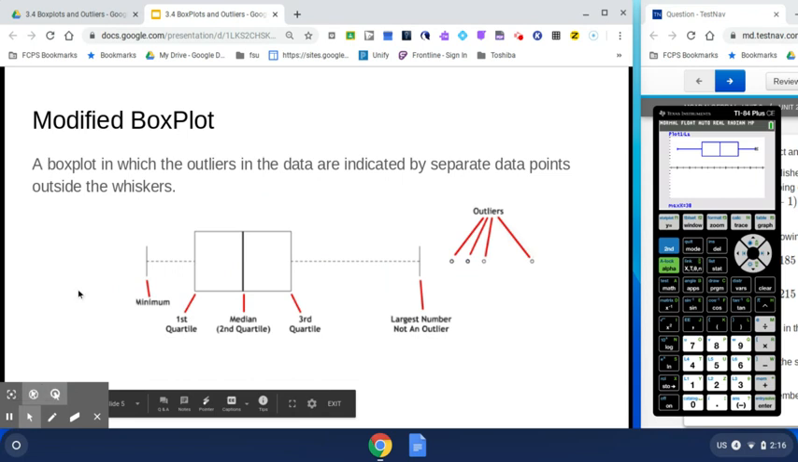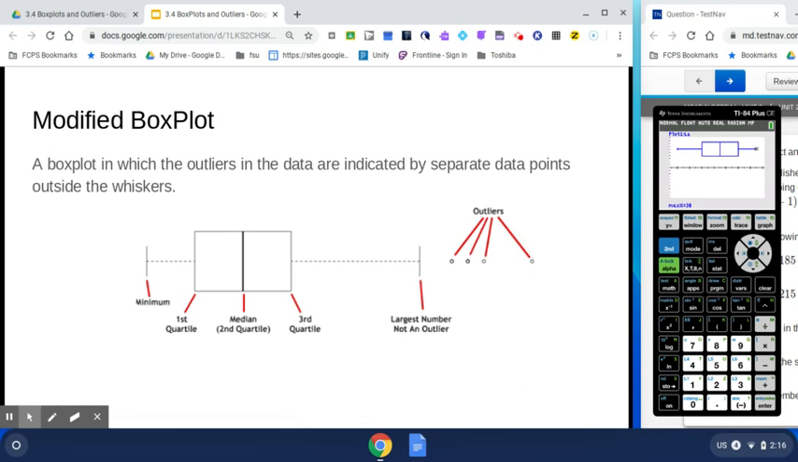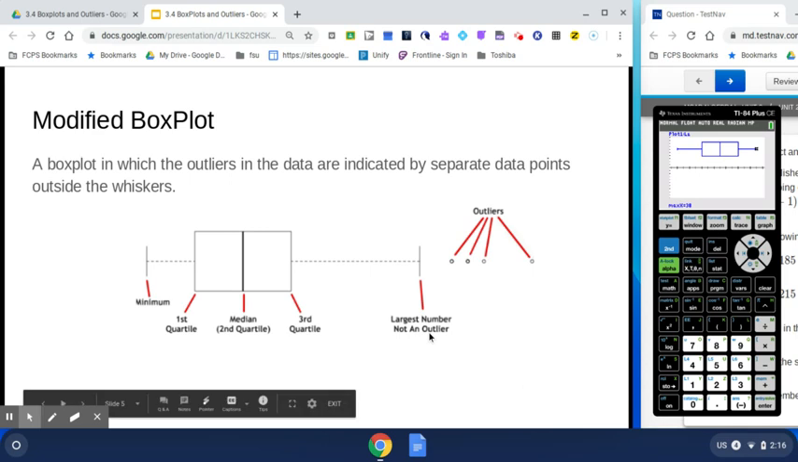Another type of box plot is called a modified box plot. This is when the outliers appear as separate data points outside of the whiskers. So if we had a large outlier, actually this example has 4 large outliers, we see the outliers as separate dots, and then the maximum line stops at the largest number that's not considered an outlier. The other measures are unaffected.